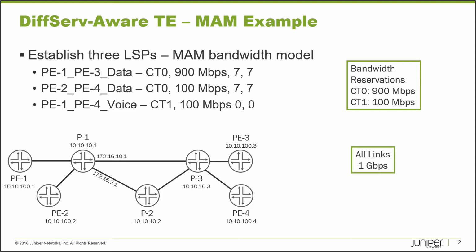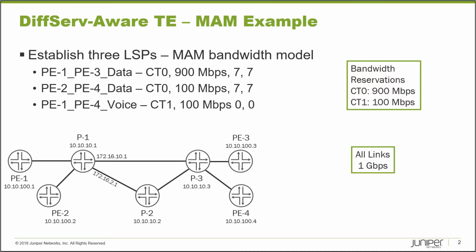Then the next LSP is PE2 to PE4 data. So it's another data LSP, that's going to map to CT0. It's going to need 100 megabits per second, and the priorities are 7, 7, just like that last LSP. Okay, so then the very last LSP is PE1 to PE4 voice. So this is a voice LSP, and we are mapping that to CT1. It needs 100 megabits per second, and it has a setup and a hold priority of 0 and 0.